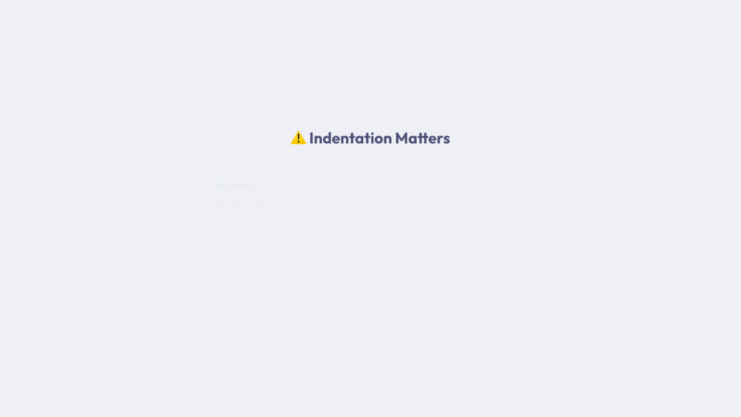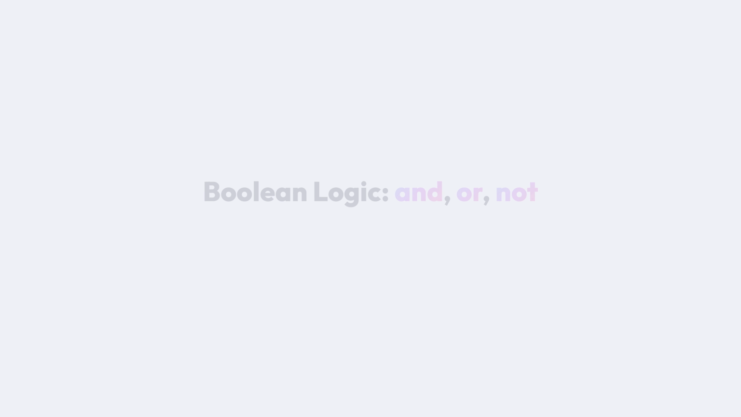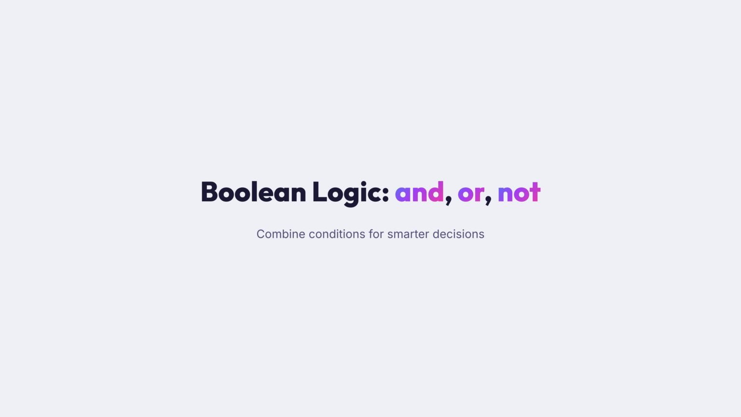One thing that trips up beginners: indentation isn't optional in Python. It's how Python knows which code belongs inside an if block. Mess it up, and you get an error. Conditions return true or false. These are Boolean values. Python has 3 Boolean operators that let you combine them.